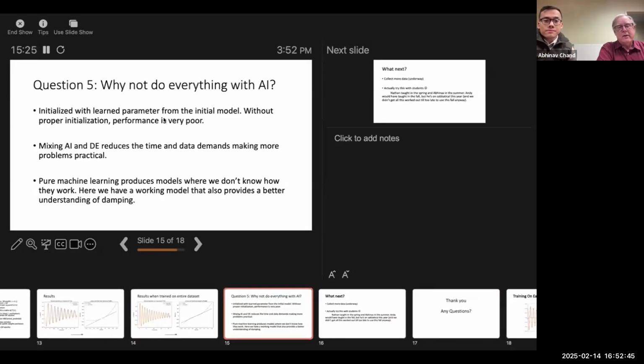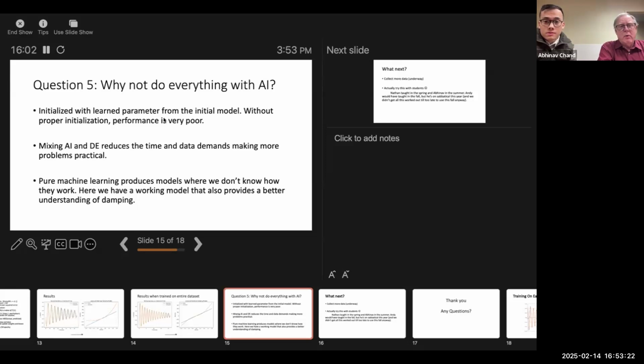And getting data can be expensive, and managing large amounts of data can be expensive. So mixing AI and differential equations reduces the time and data demands, making problems more practical. Here, just having 6 seconds of data, that's 180 data points, wasn't enough. Once we had 20 some seconds, some 600 data points, then we could get something pretty close. And part of what we are doing now is collecting more data to say we want to be able to show the students this is what you get with different amounts.